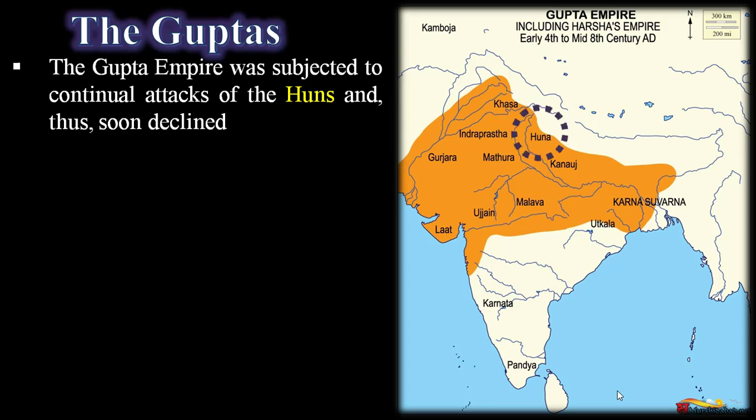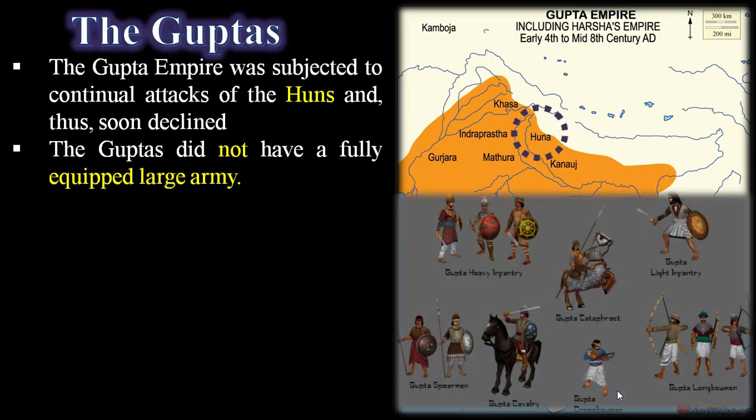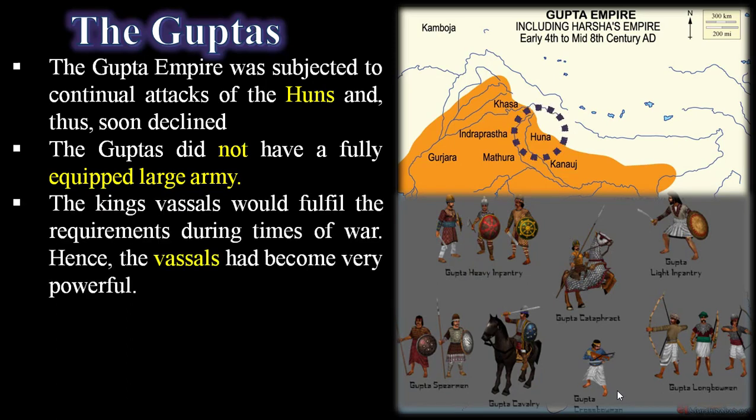The Gupta Empire was subjected to continual attacks of the Huns and thus soon declined. So after the administration system of Chandragupta II, it faced continual attacks of the Huns and soon declined. You can see the location of the Hunas. The Guptas did not have a fully equipped large army when compared to other dynasties. The king's vassals would fulfill the requirements during times of war. Hence, the vassals had become very powerful.